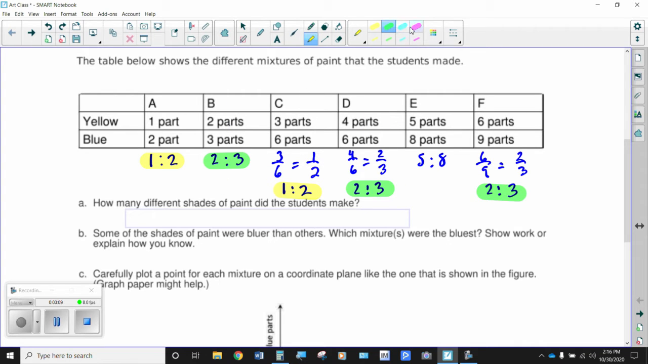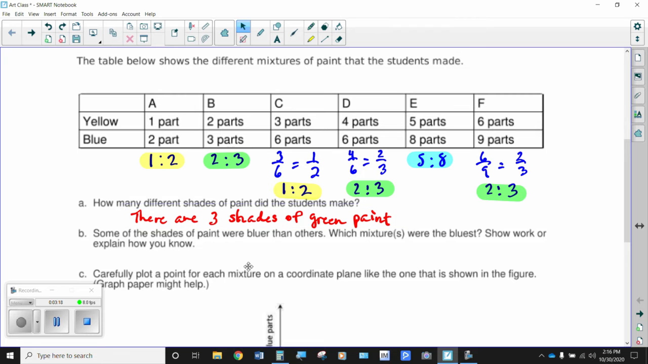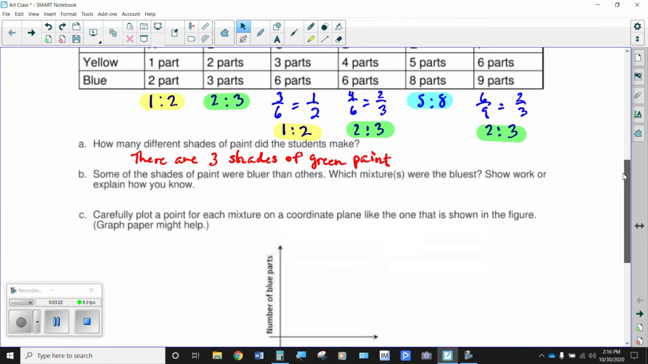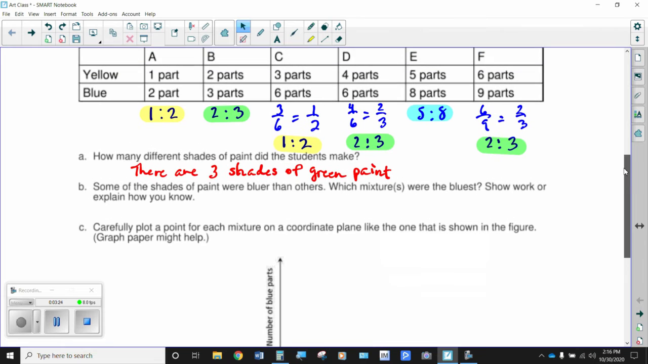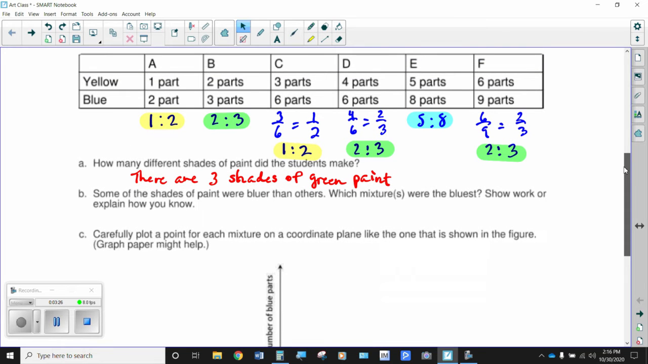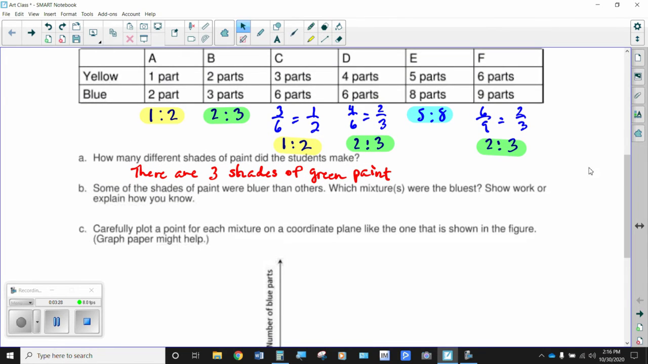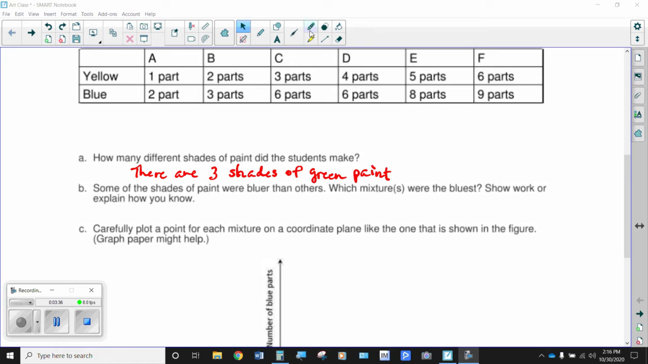And that leaves us with one more ratio, which would be the 5 to 8 ratio. So looks to me like if you answered that there are 3 shades of green paint, you got the correct answer. All right, so some of the shades of paint were bluer than others. Which mixtures were the bluest? All right, so now I'm going to go ahead and erase all this. I'll pause while I do that. I'll come right back. All right, that's nice and clean.